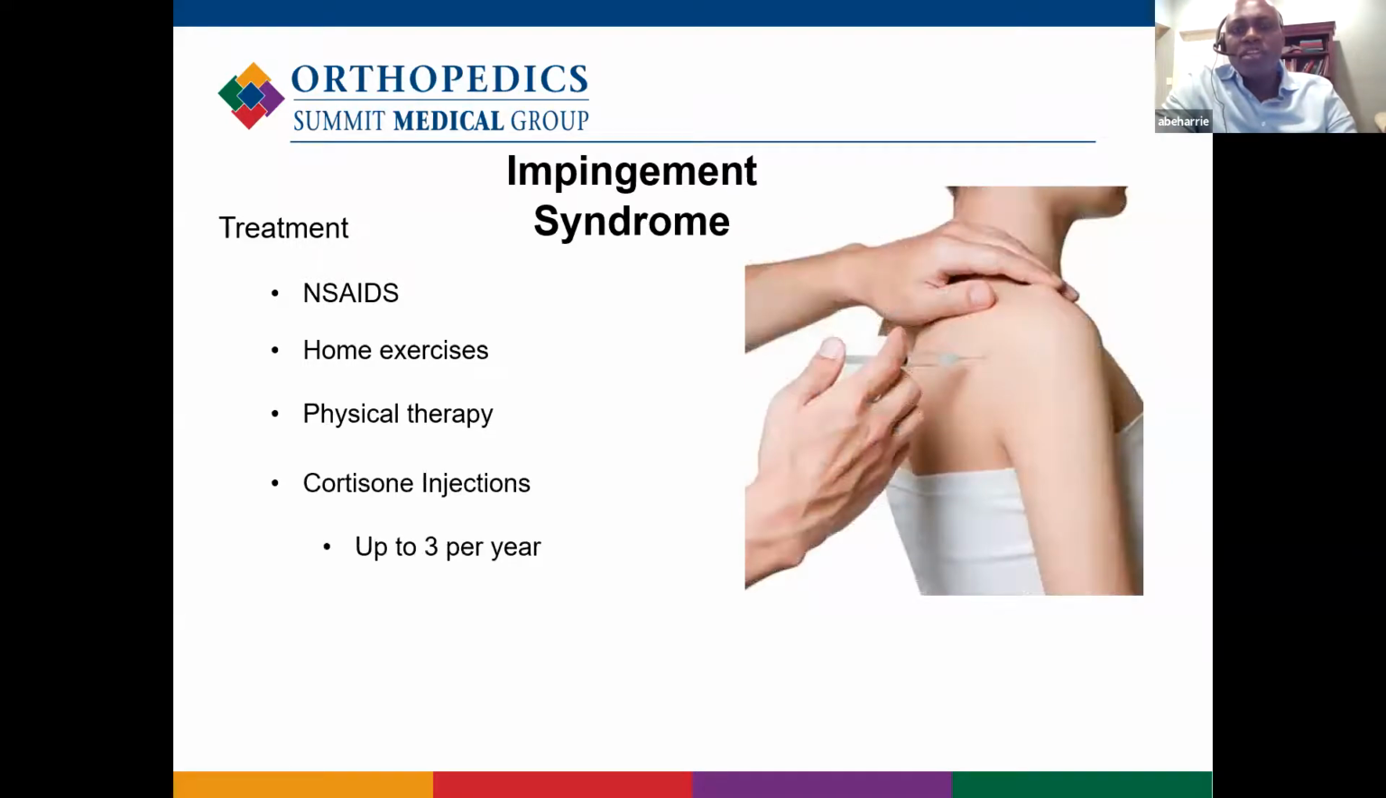Cortisone injections can also be very effective by decreasing the inflammation in the rotator cuff. These are basically a steroid that is injected into the bursa and decreases the inflammation of the bursal sac.